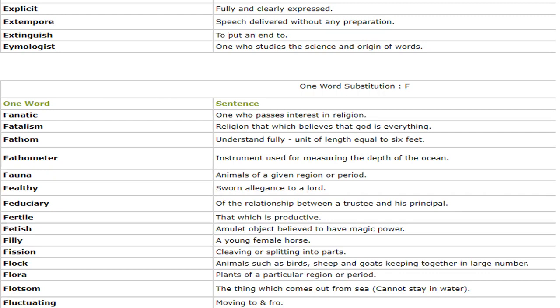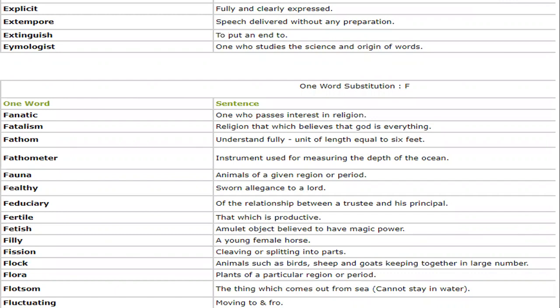Fanatic, one who has excessive interest in religion. Fatalism, the belief that everything is predetermined. Fauna, animals of a given region. Fiduciary, of the relationship between a trustee and his principal. Fertile, that which is productive. Fetish, an amulet, an object believed to have magic power.